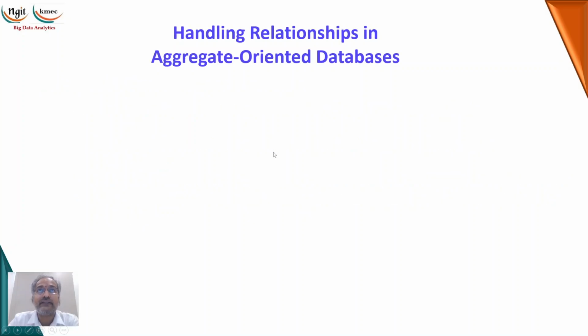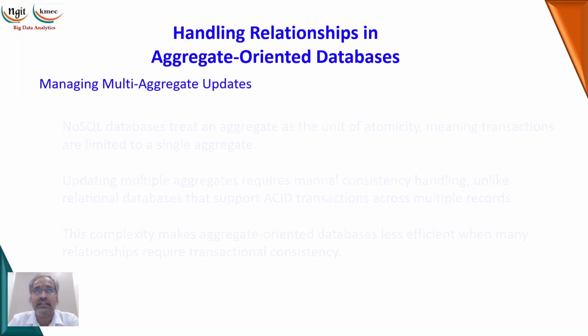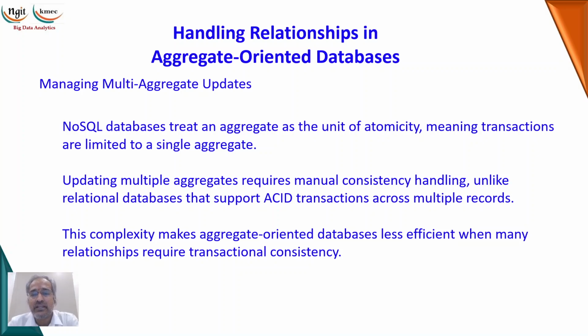We can go with the next one, managing multi-aggregate updates. NoSQL databases treat the aggregate as the unit of atomicity, meaning that transactions are limited to a single aggregate. So transactions cannot complete when we are using more than a single aggregate.